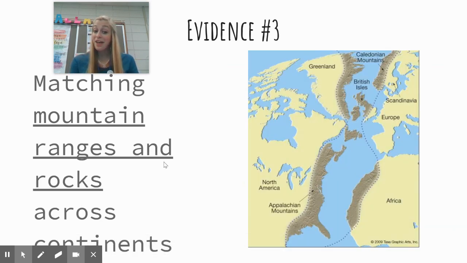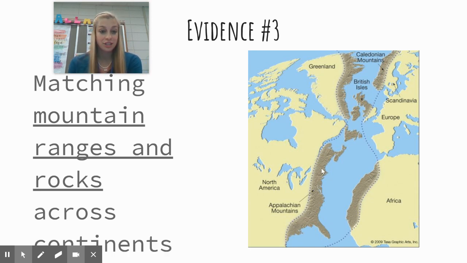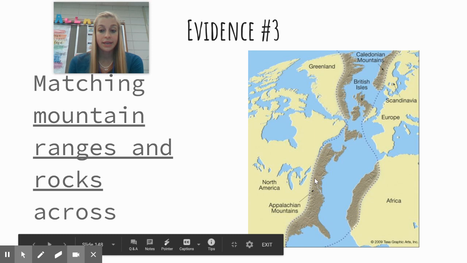I'm not gonna lie, this one's pretty good too. He pointed out that there's matching mountain ranges and rocks across continents, meaning that over here in North America, you can tell this is Florida. So Texas is somewhere over here if you don't know your geography. Over here in North America, these are the Appalachian Mountains. And there is a similar mountain range in Africa where Alfred Wegener says we used to fit together.